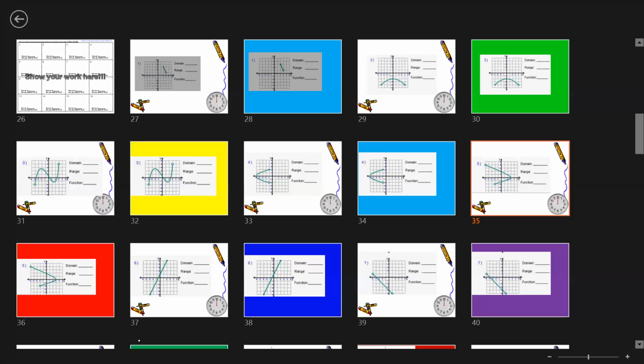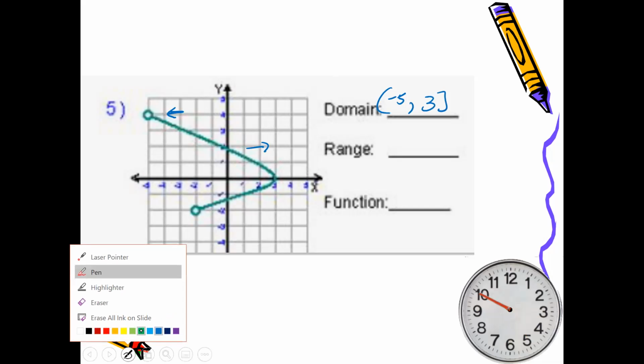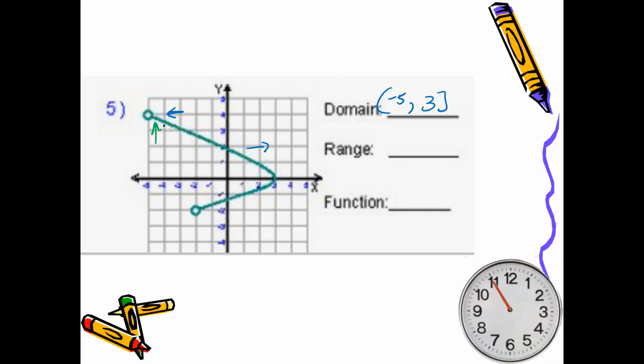With the range, we are seeing how far up do you go? It looks like it's at 4, open parenthesis. And then how far below do you get to? -2, open parenthesis. Is it a function? Well, if I draw a straight line, it touches at 2 points, so no, it's not a function.